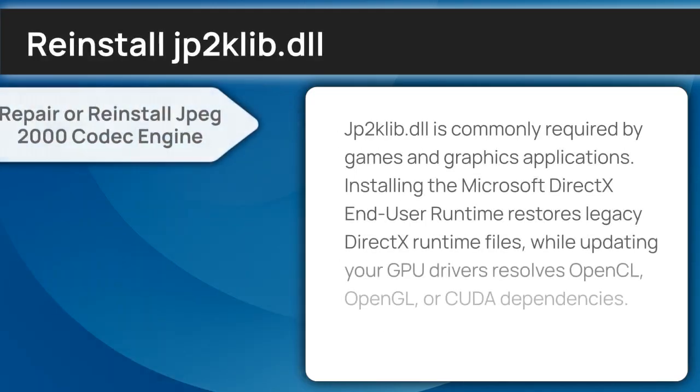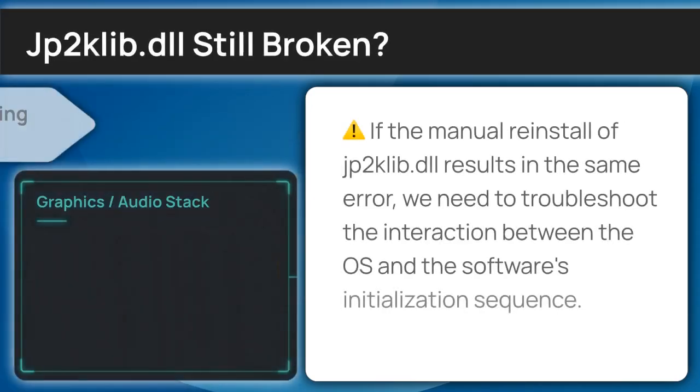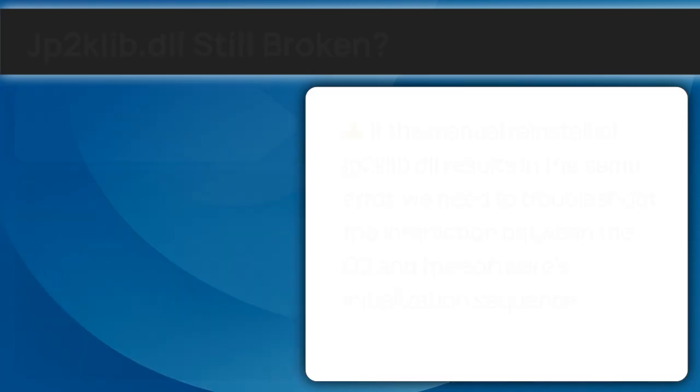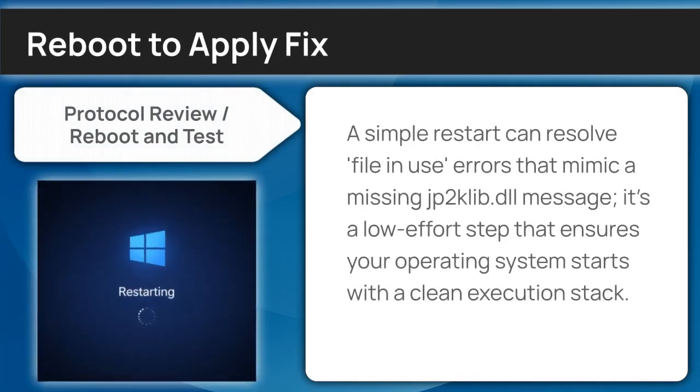jp2klib is commonly required by games and graphics applications. Installing the Microsoft DirectX end-user runtime restores legacy DirectX runtime files, while updating your GPU drivers resolves OpenCL, OpenGL, or CUDA dependencies. If a standard reinstallation doesn't restore the library, we need to verify if the system environment is properly recognizing the new components. If your system has been running for an extended period, a reboot might be necessary to resync your background processes and clear any temporary locks on the jp2klib file.